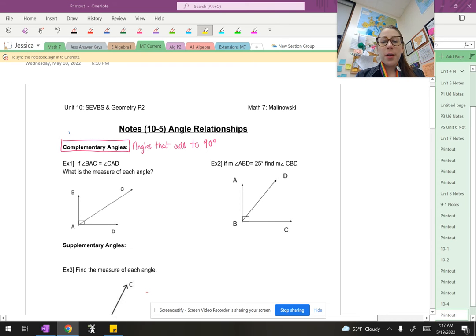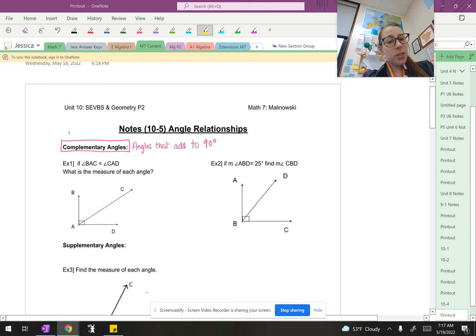Hello and good morning. We're looking at Math 7 notes for 10-5, angle relationships. So this is taking the angles that we talked about last lesson, which a lot of you were really familiar with, and just kind of taking it to the next level.